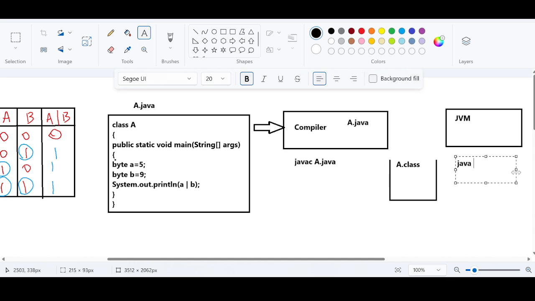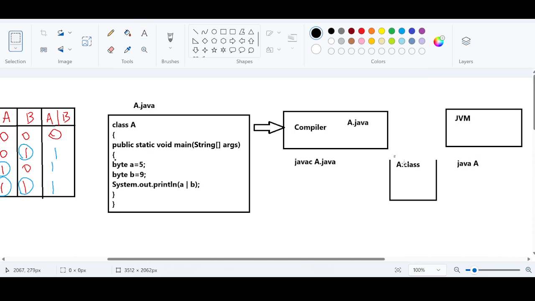Java space the class file name A. What does it really mean? A JVM gets activated. So Java means activating the JVM, followed by which .class file you want to load. You will specify it here. The moment you give this command, this .class file will enter into the JVM, and the JVM will start executing the .class file.